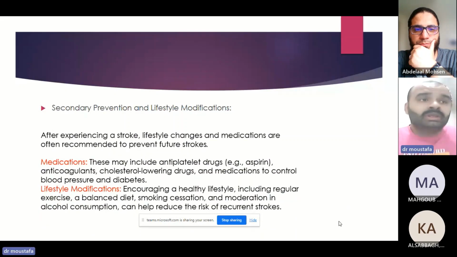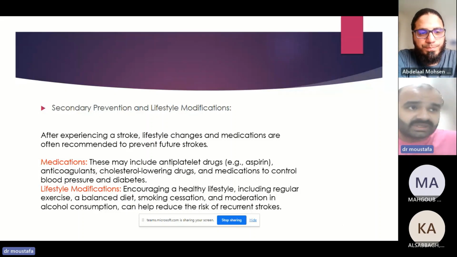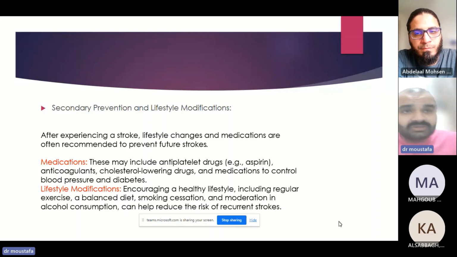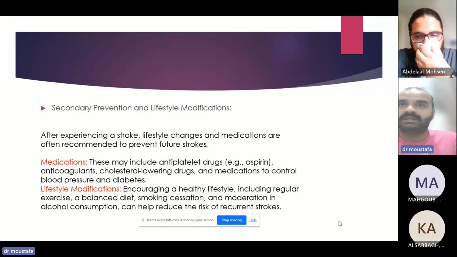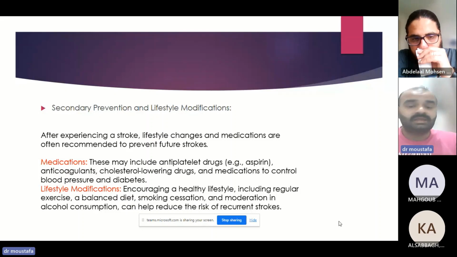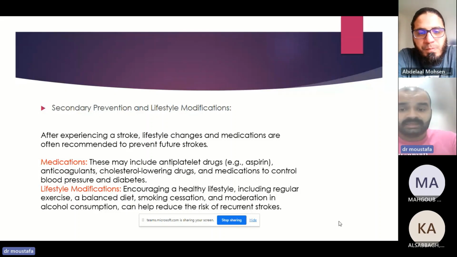I already mentioned in the risk factors that a previous stroke in itself is a risk factor for upcoming strokes. That's why we need to do secondary prevention. We need to do lifestyle modification. We need to put the patient on treatment like antiplatelet drugs like aspirin, anticoagulants, cholesterol-lowering drugs like statins, and of course medication to control his blood pressure, right?